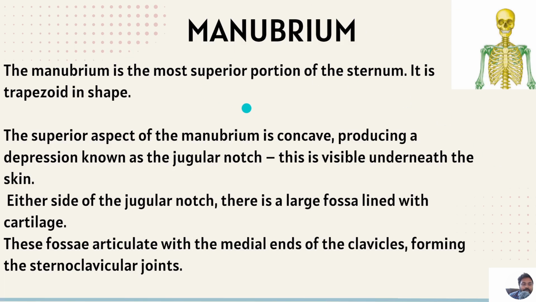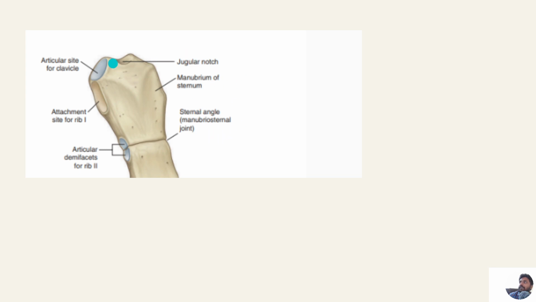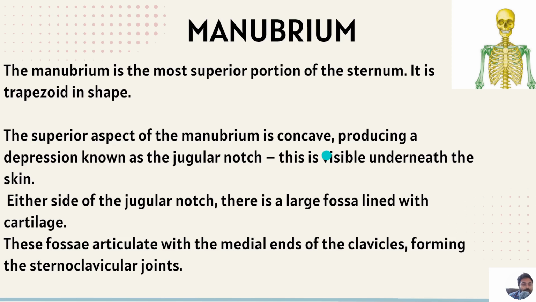The manubrium is the most superior portion of the sternum. It is trapezoid in shape. The superior aspect of the manubrium is concave, producing a depression known as the jugular notch. You can see this is the jugular notch. This is visible underneath the skin.